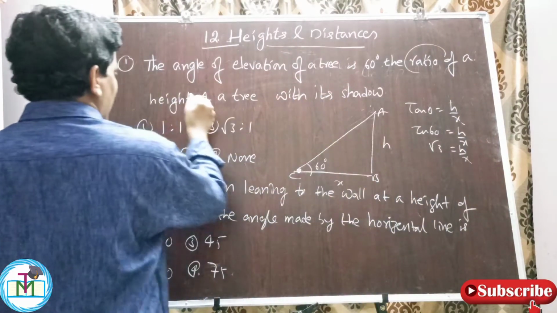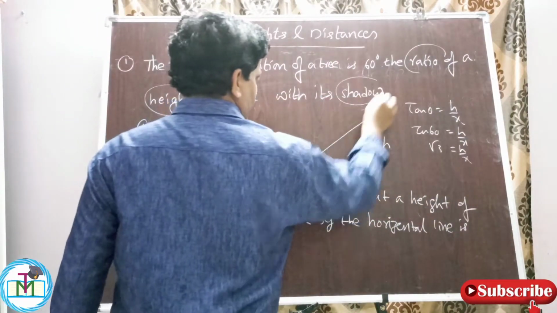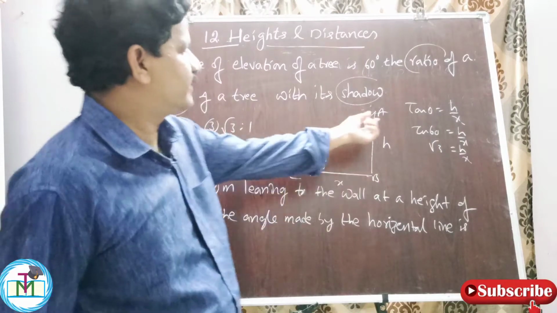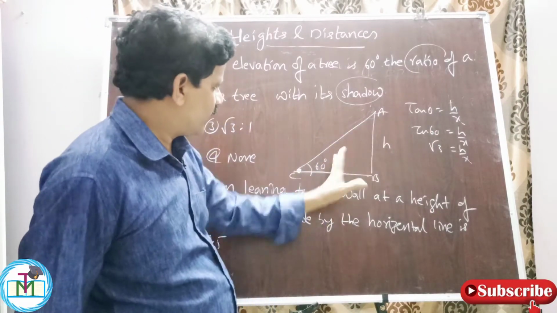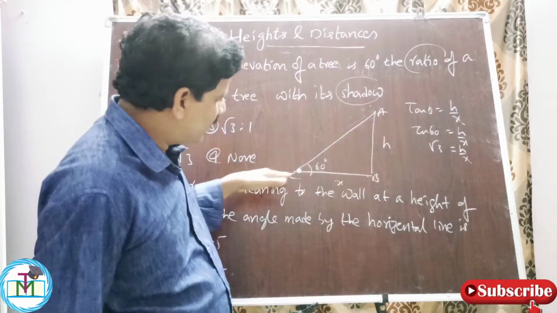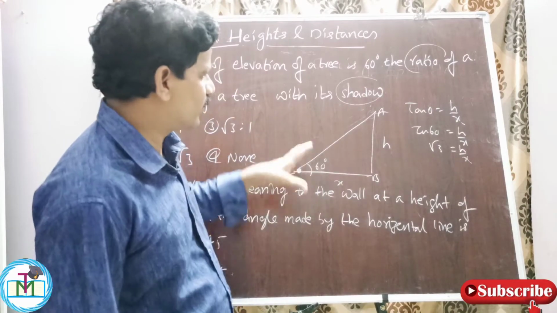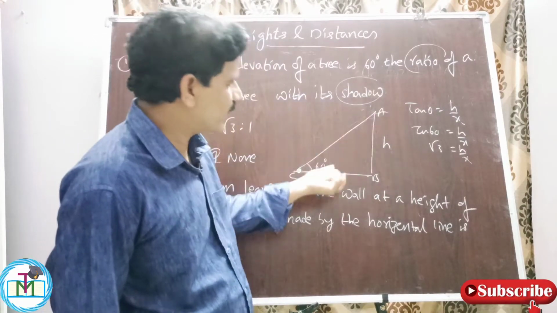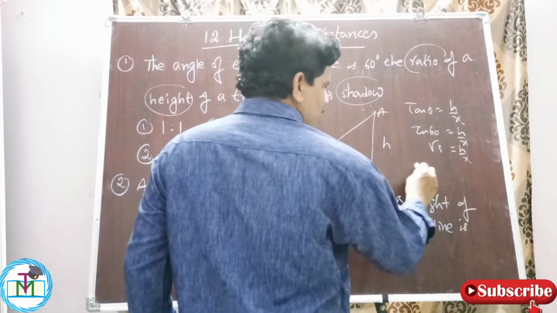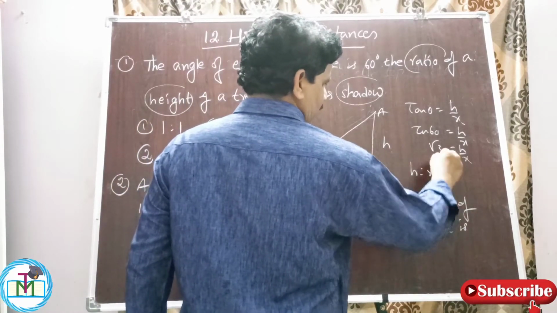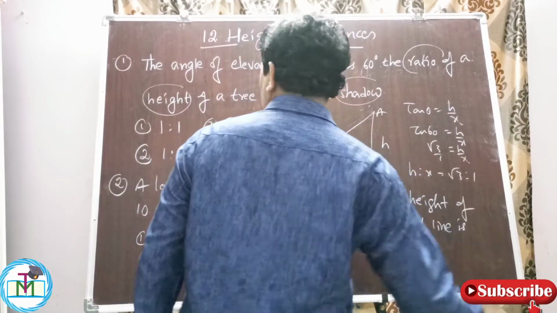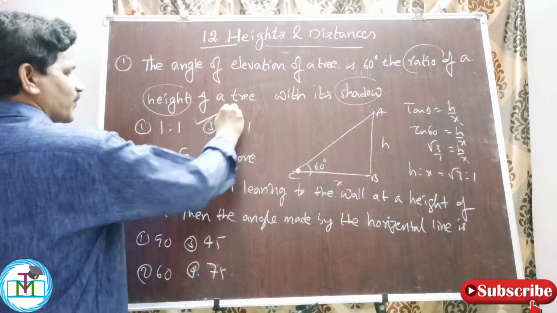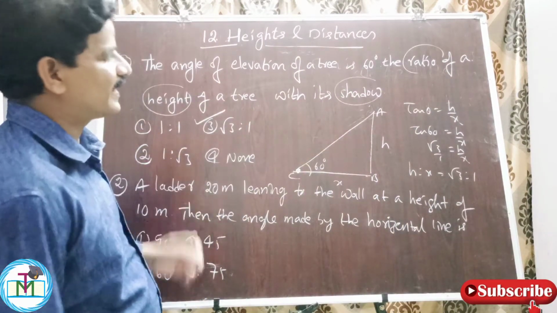Of the height of the tree with its shadow. So here the sun is there, AB is the height of the tree and BC is what? Its shadow. Therefore I want the ratio of h and what? x. So therefore h by x, h is to x is equal to root 3 is to 1. So therefore option 3, root 3 is to 1 is the right answer.